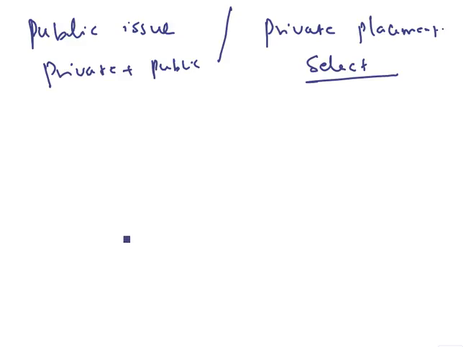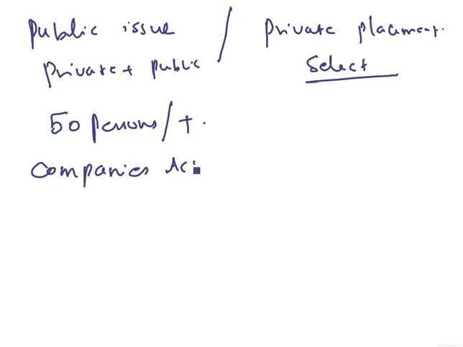Actually, as per the Companies Act, an issue becomes public if it results in the allotment to 50 persons or more, 50 or 50 plus, then it is a public issue according to the Companies Act. The next term I want to share with you is IPO.